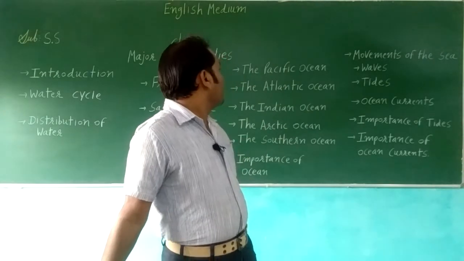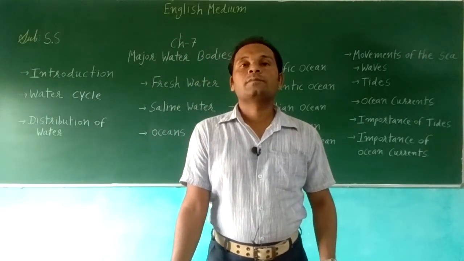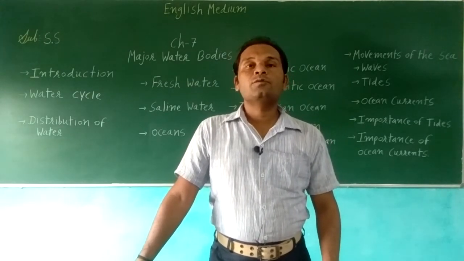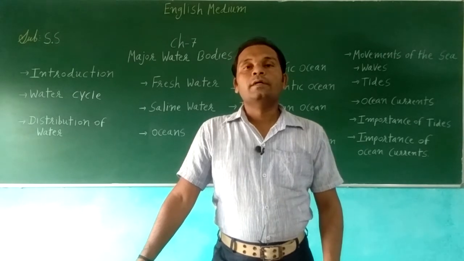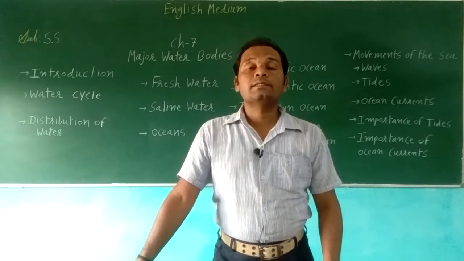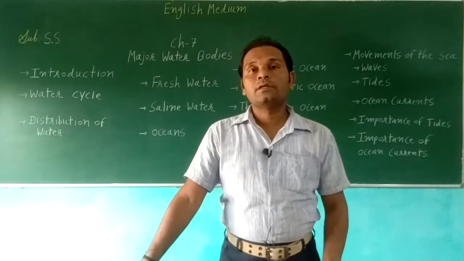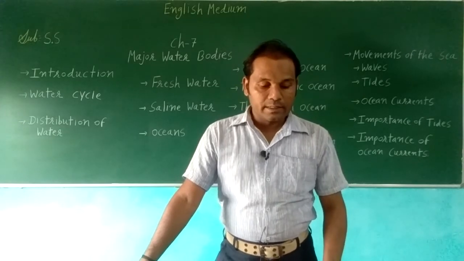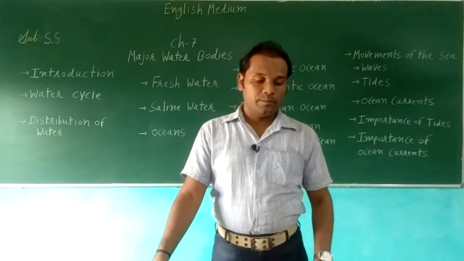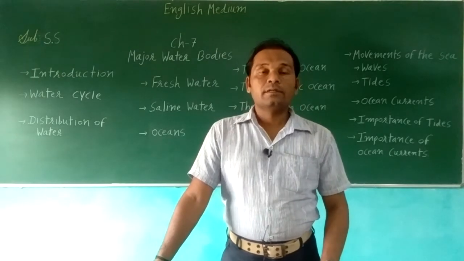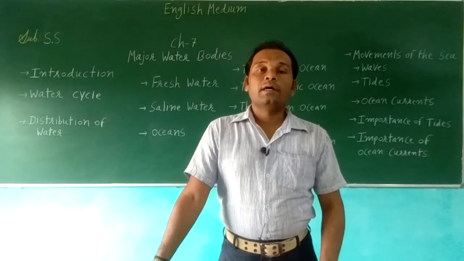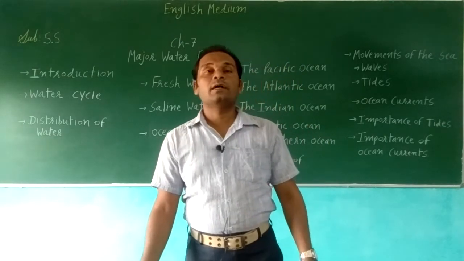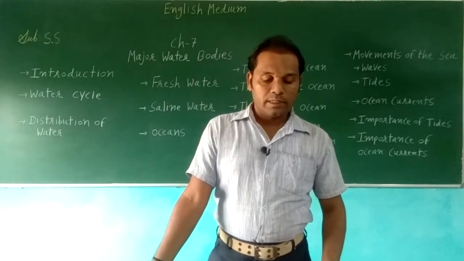The next ocean is the Atlantic Ocean. It is the second largest ocean in the world. It is an S-shaped ocean, shaped like the English letter S. Europe and Africa lie on the border of this ocean, and North America and South America are also on it.